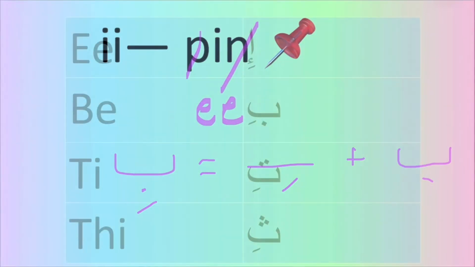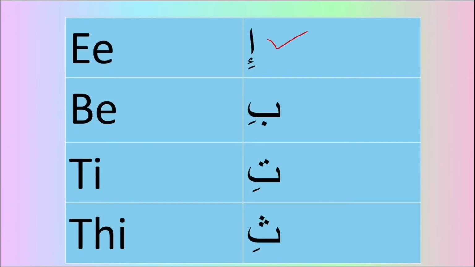Okay, let's see the next one. Ba. If I add kasra to ba, I will get ba kasra bi. Let's see all together now. If I add kasra to alif, I will get i. So, alif kasra i. Alif changes to i.